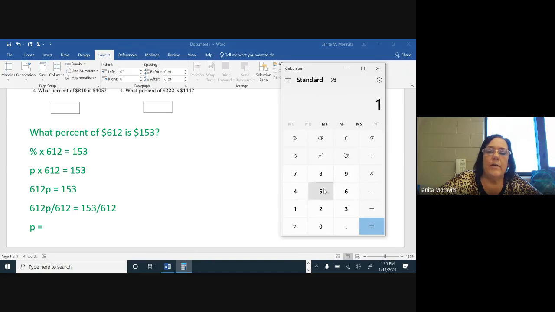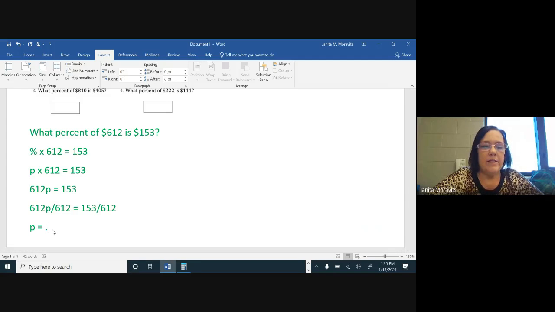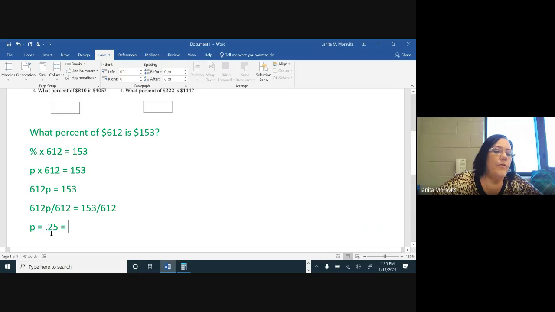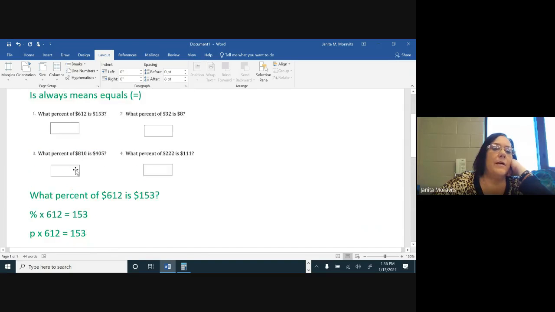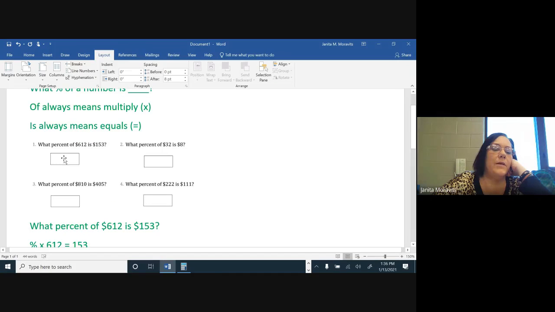So we're going to have 153 divided by 612, and that equals 0.25. So P equals 0.25. That's our decimal. So in order to change that to a percent, we're going to move our decimal 2 places to the right. So we're going to move it 1, 2. So that means it's going to be 25%. All right. So that's what you would have typed into the box right here. You would type in 25%.